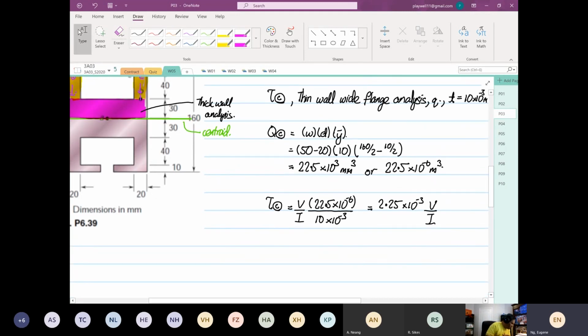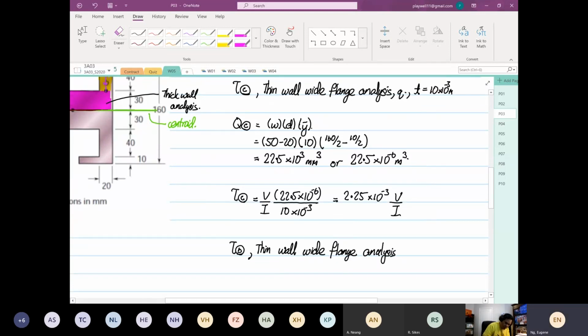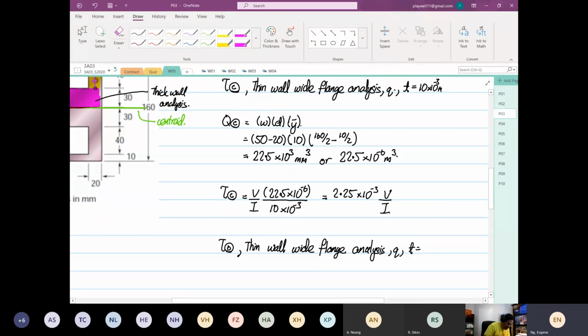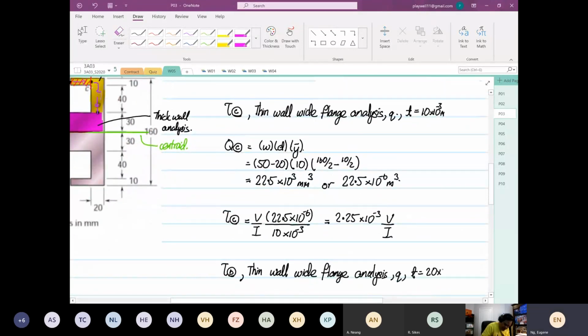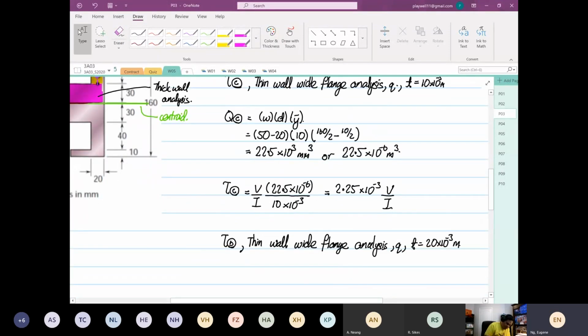And then you look at your shear stress at point B. Again, it's a thin wall analysis, right? So thin wall analysis or thin wall wide flange analysis. Now you only have one Q, and the thickness now changed to what? Changed to 20 millimeters, right? So 20 times 10 to the power minus 3 meters. So the Q at point B is equal to the Q at point C plus width multiplied by depth multiplied by y bar.